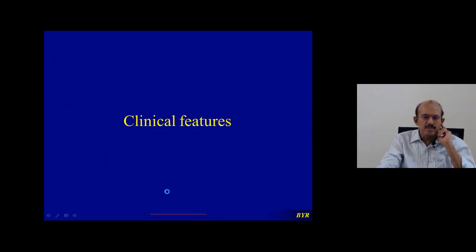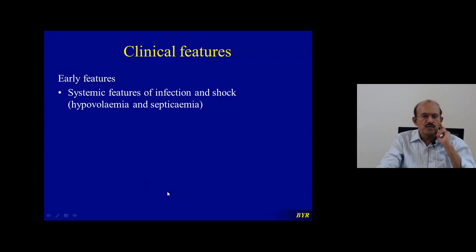Clinical features of peritonitis. Early features. There are systemic features of infection and shock, because usually we have seen in peritonitis there are two factors. Number one, there is an infecting agent causing septicemia. Number two, there is fluid exudation into the peritoneal cavity. There is fluid sequestration in the bowels. So both these things will cause hypovolemia. This hypovolemia will cause shock. So the patient will be having infection, septicemia, and hypovolemic shock.